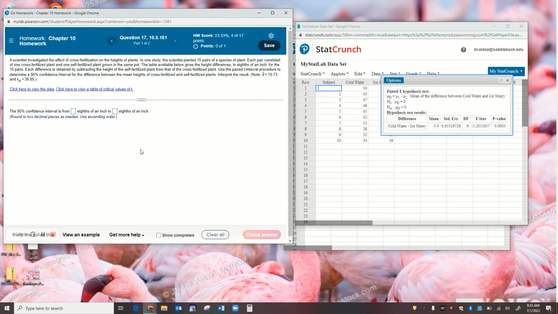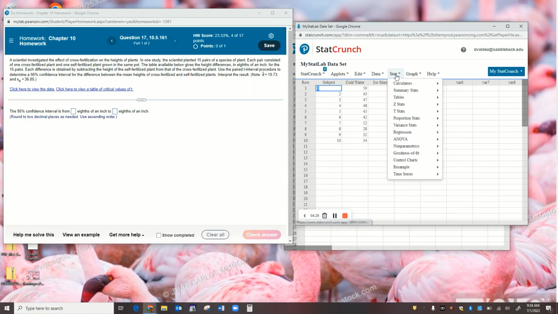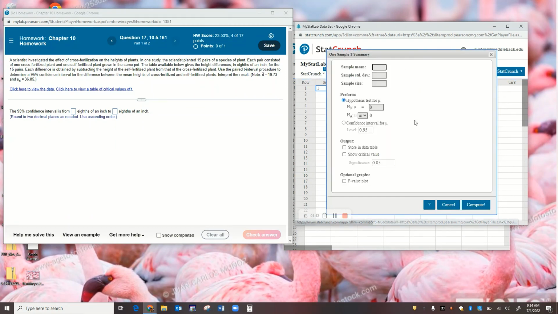Use the paired t-interval procedure and determine a 95% confidence interval for the difference between the mean heights of cross-fertilized and self-fertilized. And you can open the data, or let's use summary stats this time. And they told me what the mean is for the differences and the standard deviation. So if I'm going to use the summary, then I don't need to click paired data because the differences have already been computed for me. So you're just going to go to t-stats, actually pick one sample, since subtracting all of the paired data creates one sample of differences. Does that make sense? So go to with summary, one sample.